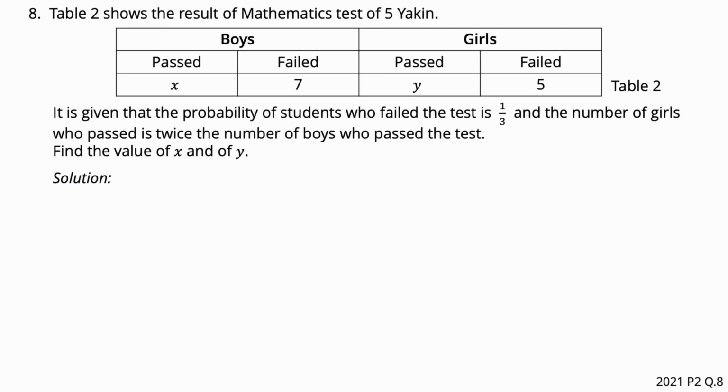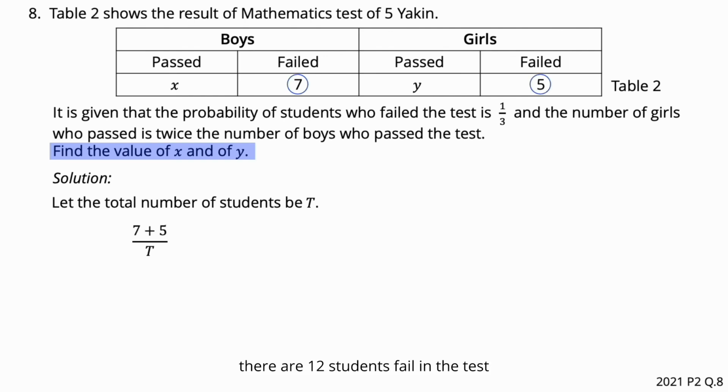Question number 8. Table 2 shows the results of a mathematics test of 5 Yakin. It is given that the probability of students who fail the test is 1 over 3 and the number of girls who pass is twice the number of boys who pass the test. Find the value of x and of y. Let the total number of students be t. 7 boys and 5 girls failed the test. There are 12 students who failed the test.